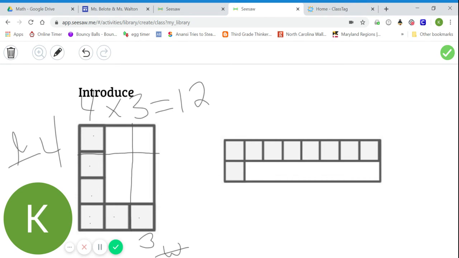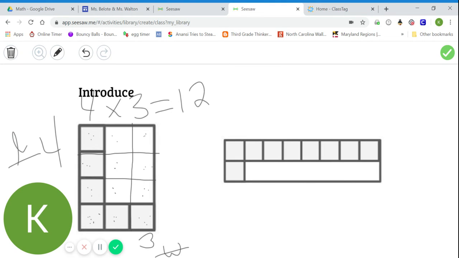I'm going to go across. I should have 3 that go across because my width is 3. 1, 2, 3. Then the rows repeat. I should have 4 that go vertically, up and down, for my length. 1, 2, 3, 4, because I can see my length here is 4. 1, 2, 3, 4, 5, 6, 7, 8, 9, 10, 11, 12. I can see that my area is in fact 12.